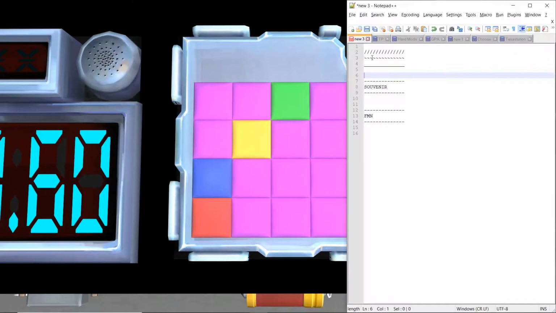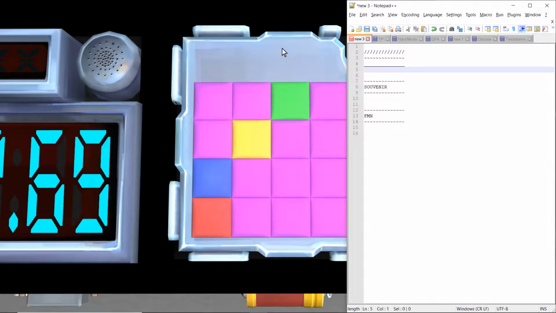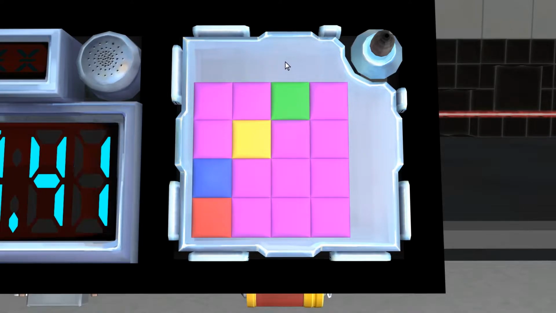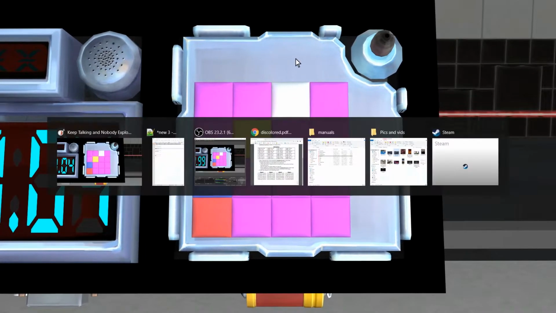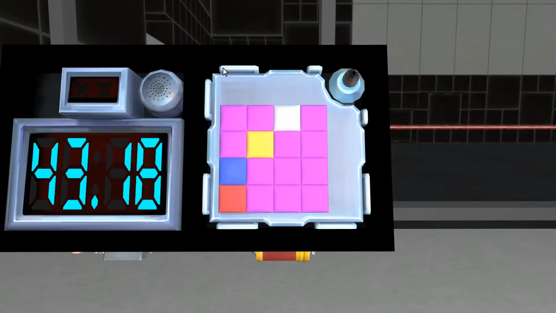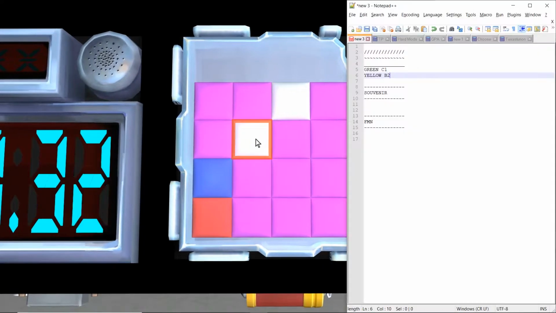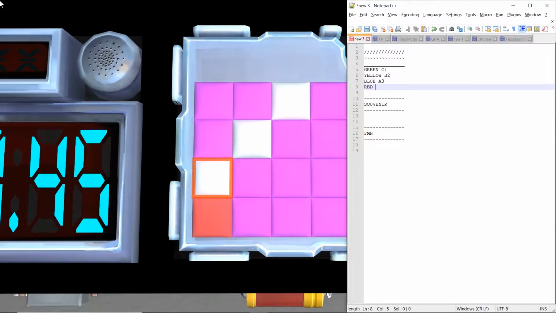That's obvious. What we do is we write down each color, and I'd suggest doing this in reading order. We write down the color and then the position initially, and then we're going to press it. So we have green at Charlie 1. Yellow at Bravo 2. Blue at Alpha 3. And red at Alpha 4.